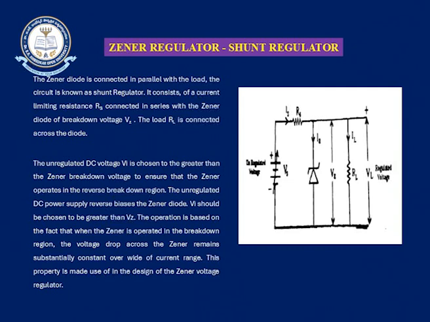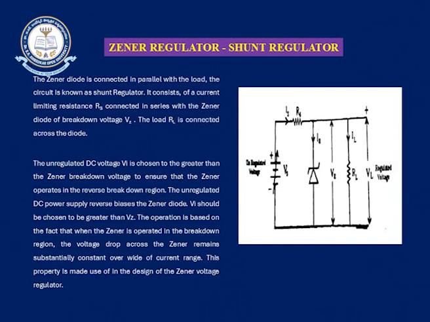Okay. So from the figure we already discussed, whenever there is an unregulated DC voltage, that is a DC current, that is a direct current. Okay. So DC means direct, AC means alternating current, where you may observe the fluctuations. In DC you may not observe the fluctuations at all. So the DC voltage VI is chosen greater than the ZNR breakdown voltage, which ensures that the ZNR operates in the reverse breakdown region.